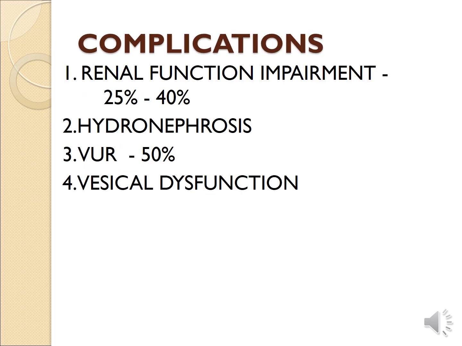So with posterior urethral valve there can be various complications. Number one is renal function impairment, which occurs in 25 to 40% of the cases. Hydronephrosis can develop with scarring of the kidney also, and then 50% is associated with VUR, and vesical dysfunction can occur.